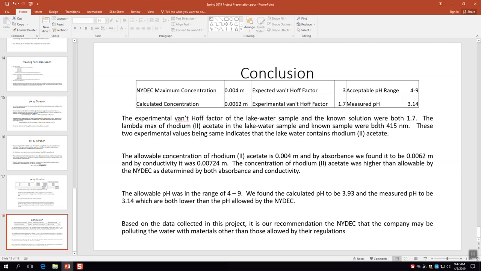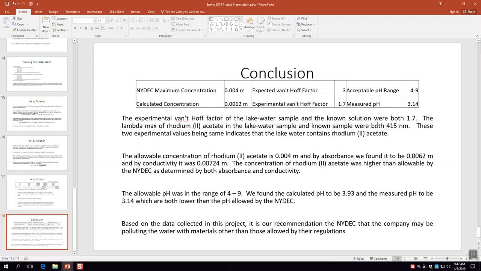So based on the data that we collected in this project, it is our recommendation to the NYDEC that the company may be polluting the water with materials other than those allowed, or they may be polluting in concentrations higher than they were given permission to do so. So in either case, the NYDEC should continue their investigation into this lake water, as we believe there may be something inappropriate going on with their waste disposal.